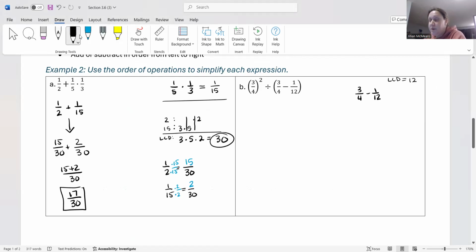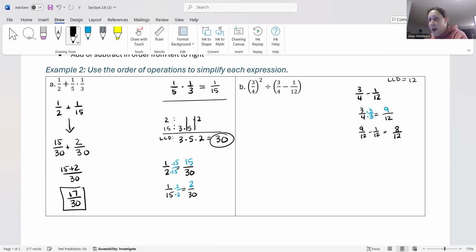So what we want to do now is find equivalent forms of both of these fractions. So looking at 3/4, we need to rewrite it using 12 as the denominator. So what would you multiply 4 by to get 12? Well, that would be 3. So I have to multiply the top and the bottom by 3, which makes this 9/12. And luckily for us, the second fraction already has the LCD as the denominator, so we don't have to do any extra work there.